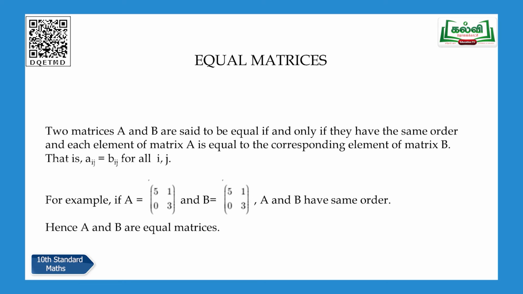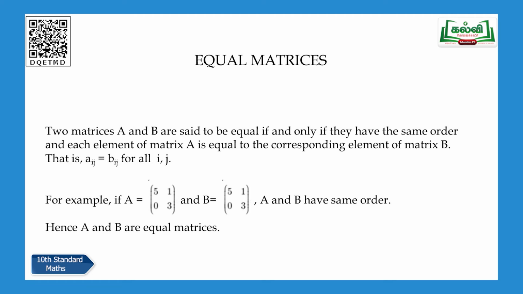What do you mean by Aij? The element present in matrix A is known as Aij. The element present in matrix B is known as Bij, for all i, j. What does for all i, j mean? i can take any value and j can take any value, but for equal matrices both must be the same.